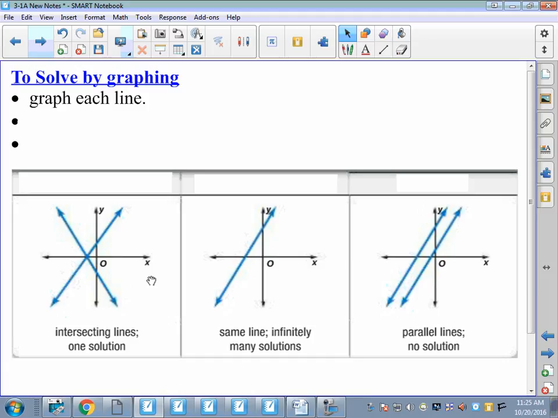So you're going to graph each line. And then the intersection of the two lines is the solution. So where the two lines intersect, if they intersect, is the solution. And we write that solution as an ordered pair.